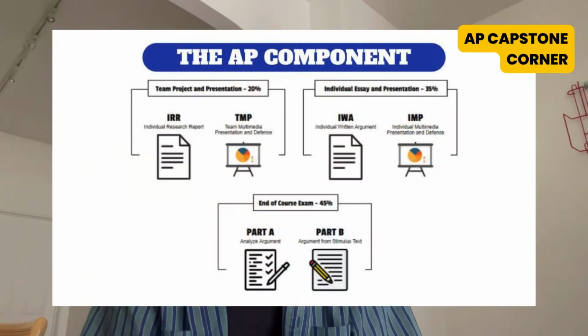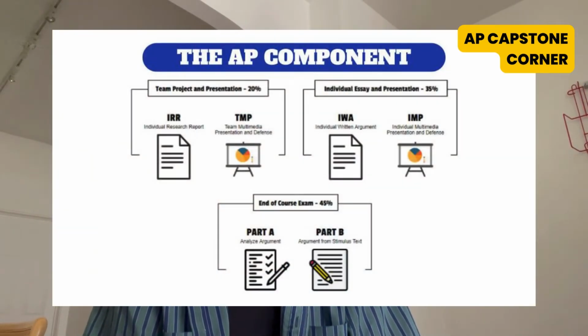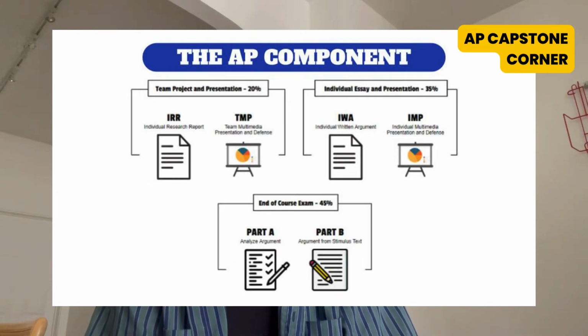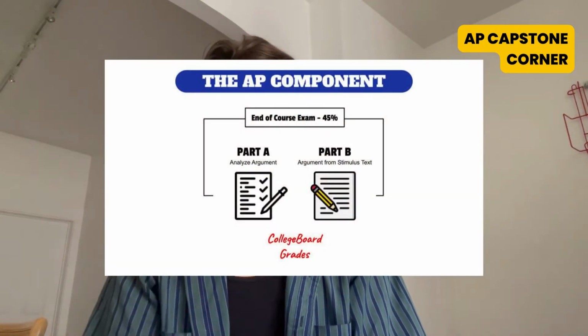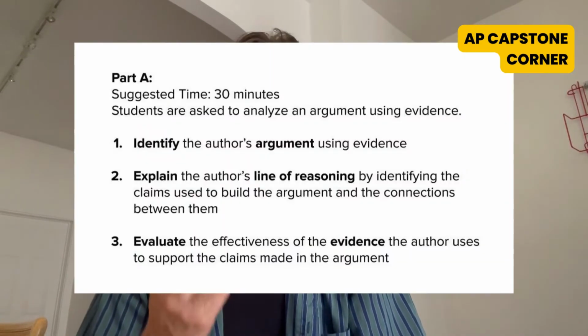What's left? Unlike AP research, where it's just paper and presentation, there's an exam portion, and the exam is significant in regards to how much it makes up of the total score. The exam itself is split into two parts, Part A and Part B. Now, I'm going to go over these pretty quickly. Part A is where a student is given an argument, usually an article, usually not more than 2 pages, and their task is to answer 3 questions.